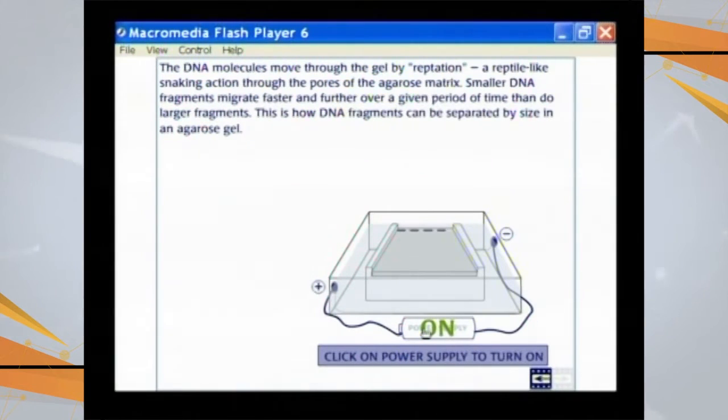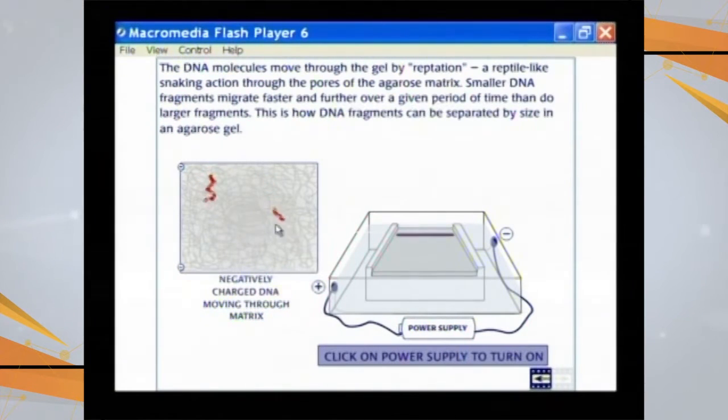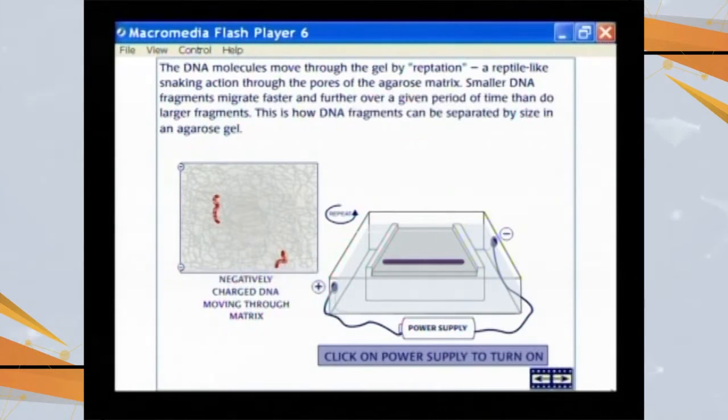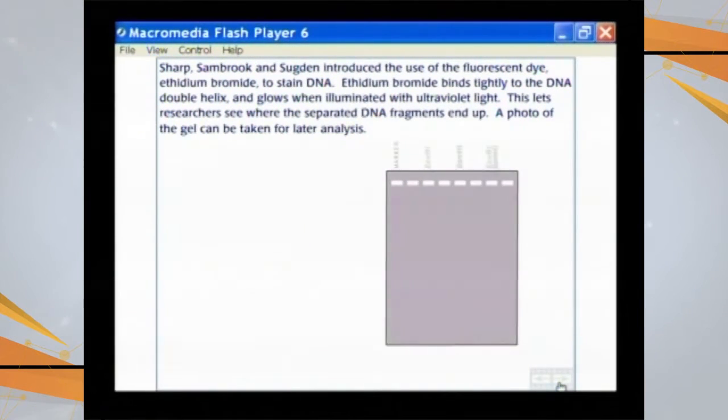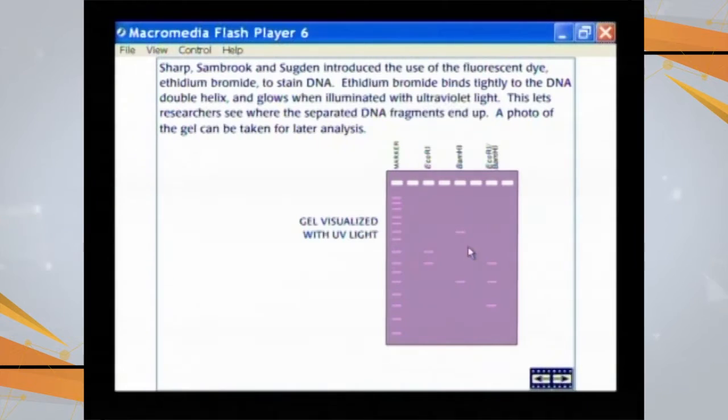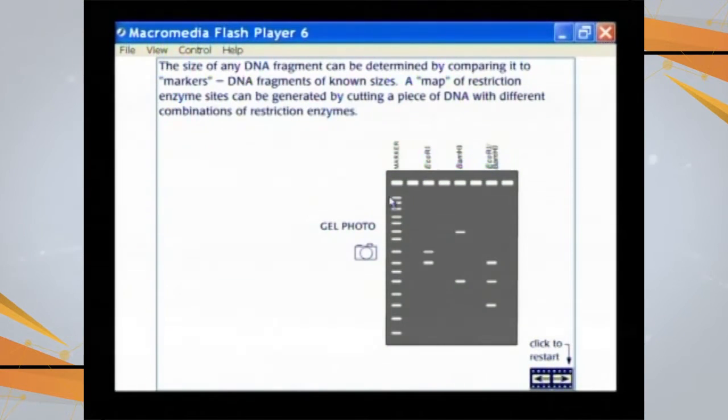Once we have the power on, there is movement. This is the gel, a colloid gel. This is a short fragment, which is going to move at a faster speed. This is a long fragment, which is going to move at a lower speed, and it remains behind. By this we are going to have the various fragments localized at various distances, and by this we are going to identify the different individuals. We are going to take a photograph of that, and this is actually the genetic fingerprint of the DNA which we have used in this process of gel electrophoresis.